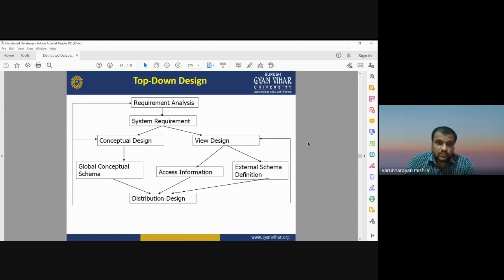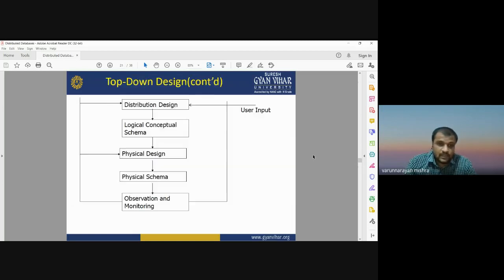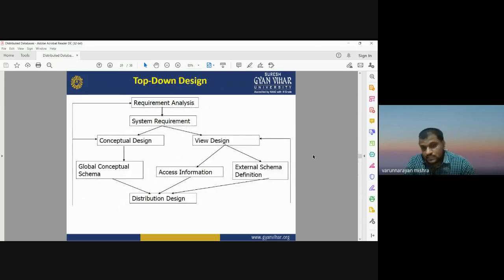So this is the top down design approach, under which we have the process of designing the database from the top down. Now moving to the next slide. This is the remaining part of that. Under this we may have the distributed design, then the local conceptual schema is implemented, and if required we will have some physical designing or physical schema, and the observation and monitoring can be done under this top down design. So this is the way we can use the top down approach for designing our distributed database management system.